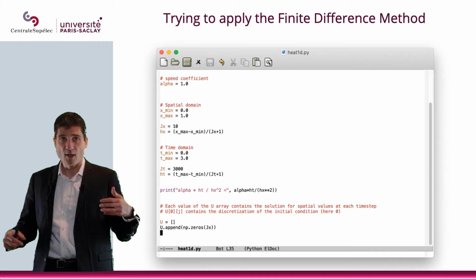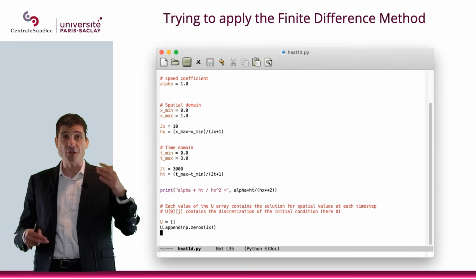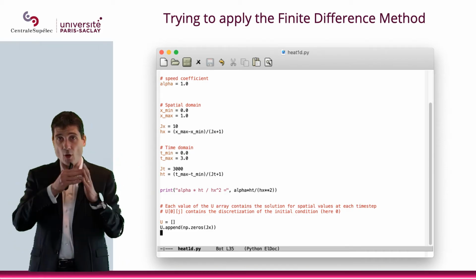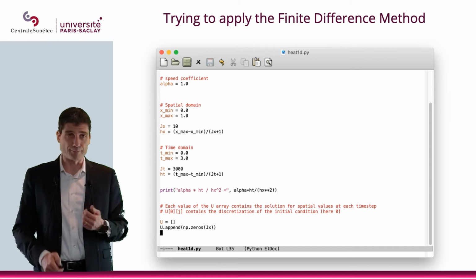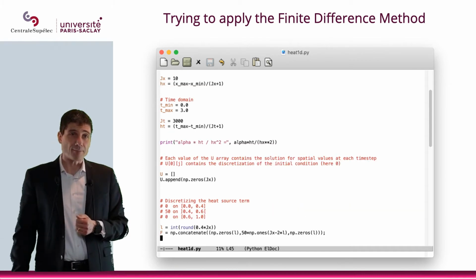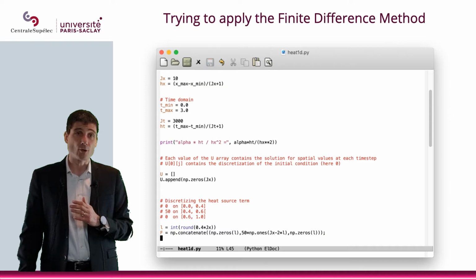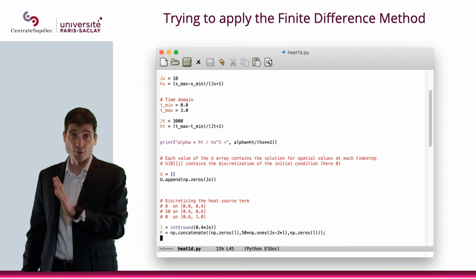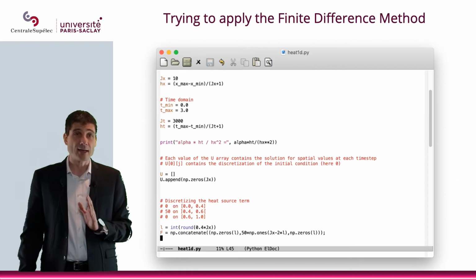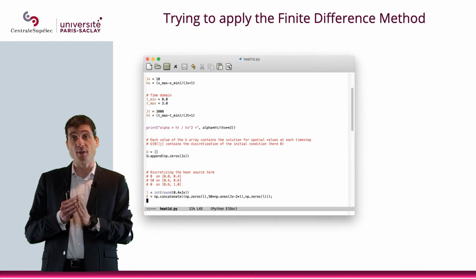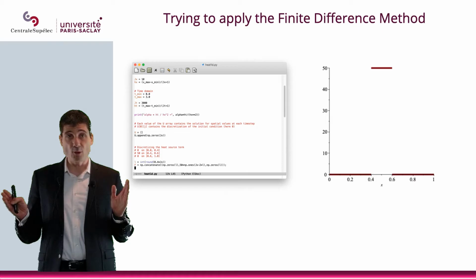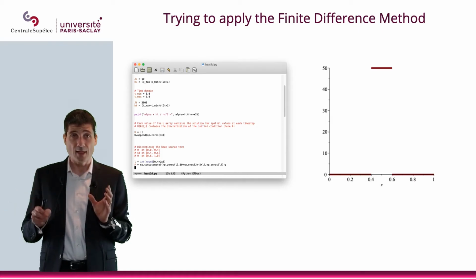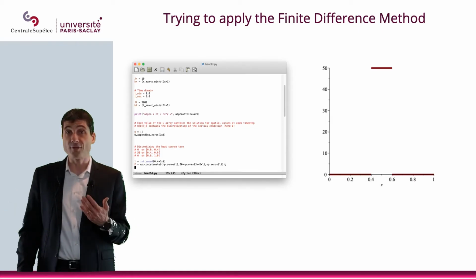When i is equal to 0, then obviously u is equal to 0. I mean, all u_j's are equal to 0. All right, now I'm going to discretize the source f, and as I said, it's going to be equal to 0 everywhere, but in between 0.4 and 0.6, it will have the value 50.